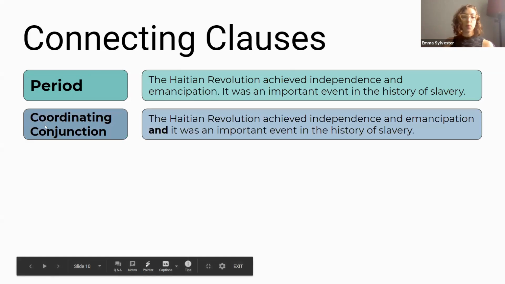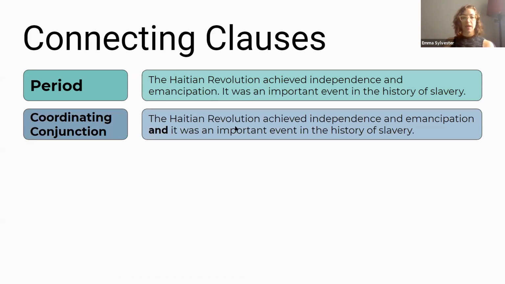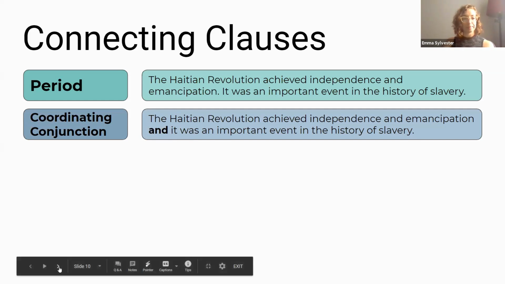We could do a coordinating conjunction. So here we have the Haitian Revolution achieved independence and emancipation, and it was an important event in the history of slavery. This might be a little bit better, but aside from better or worse, it's really subjective. But basically what we're seeing here is that we can use this "and" as a coordinating conjunction between the two statements, between the two clauses, to connect them.